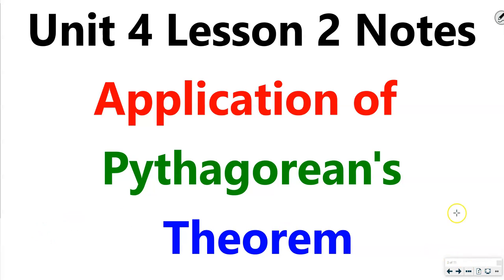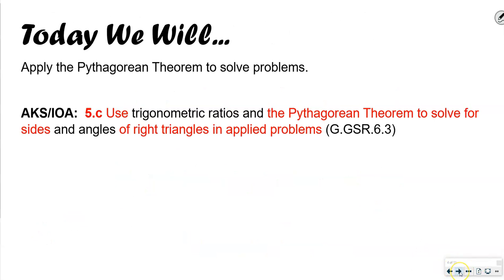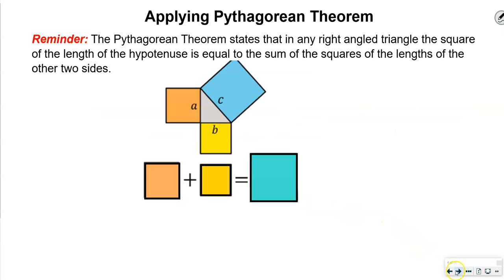So this lesson's about the application of Pythagorean's theorem. Today we're going to apply Pythagorean's theorem to solve problems, and we're on the same AKS we were in the previous lesson, so we're going to use Pythagorean's theorem to solve for sides of right triangles in applied problems, okay?